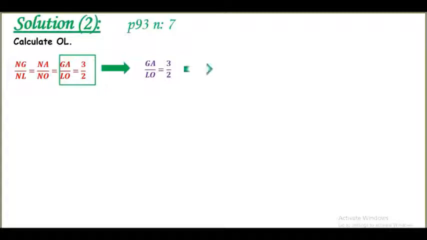We will apply the crisscross method. 3LO is equal to 2 times 7, which is 14. Then I write LO is equal to 14 over 3. Now, we will add a small remark.